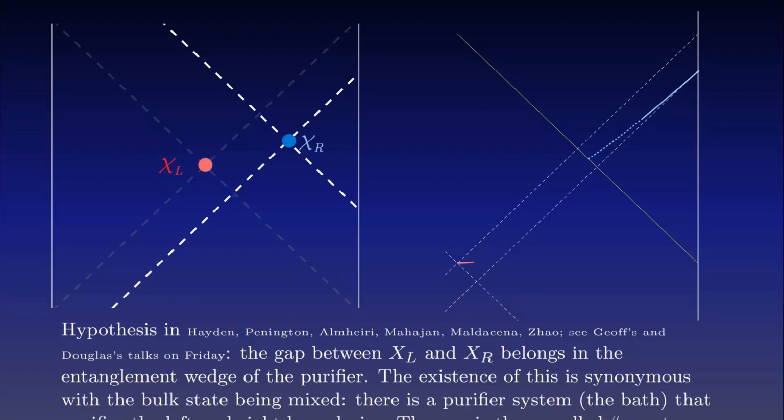Now, the existence of this gap is synonymous with the bulk state being mixed. There's a purifier system, the bath, that purifies the left and right boundaries. So imagine we could take the bath and throw it into the left boundary, and then the left quantum extremal surface would move so that we would not have a gap any longer. And again, this gap is the so-called quantum extremal island.